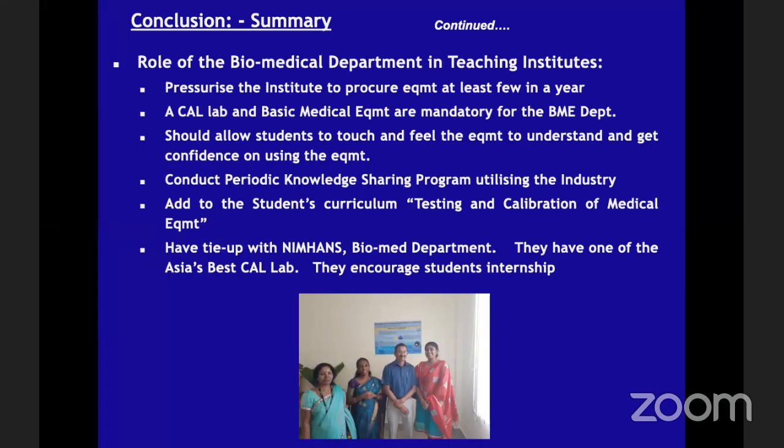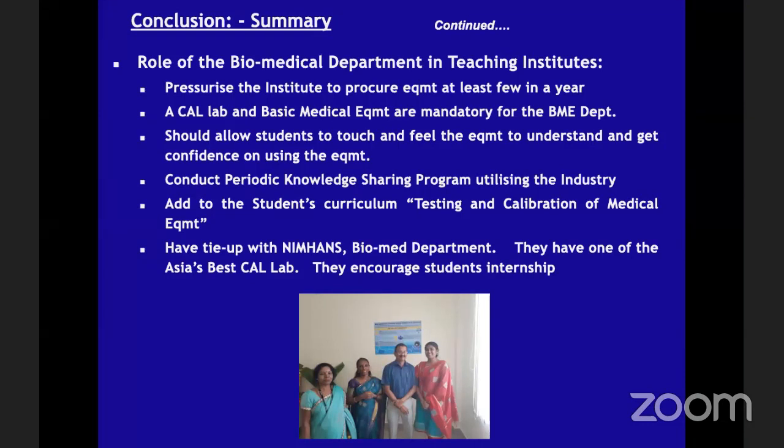Pressurize the institute to conduct periodic sessions and add testing and calibration of medical equipment to the students' curriculum. Why is this not there in the curriculum? When you become a deemed university or whatever it is, there should be one unit of testing and calibration of medical equipment in the students' curriculum.